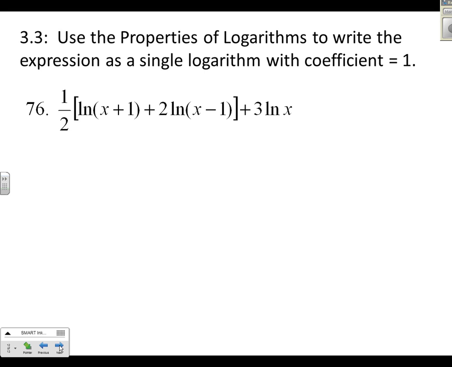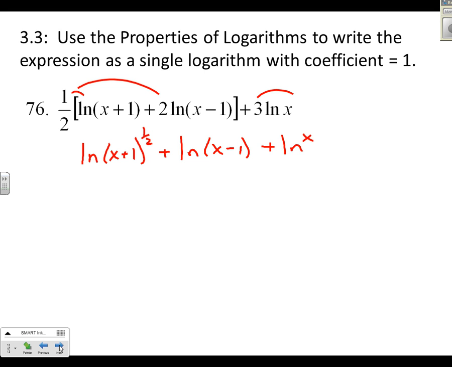Okay, how about this big mess? Well, if we're trying to turn this into a single logarithm with a lead coefficient of 1, I might as well get this 1/2 taken care of. So this becomes 1/2 ln x plus 1, but that could be ln x plus 1 to the 1/2 plus distribute 1/2 to 2. Well, that's pretty convenient. ln x minus 1 plus, bring the 3 in, ln x, whoops, that's bad. Try that again. ln x cubed.